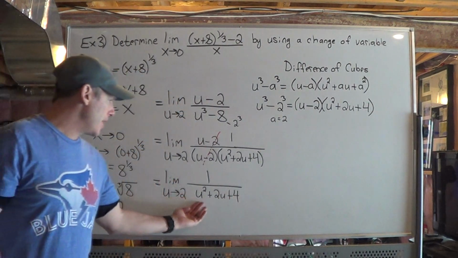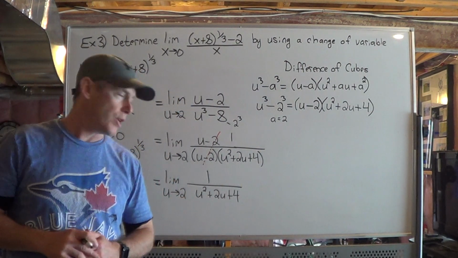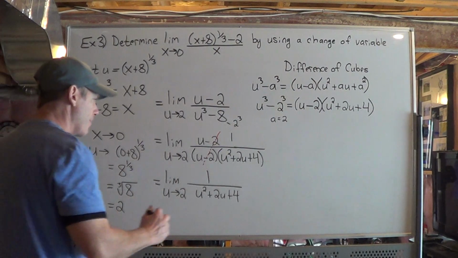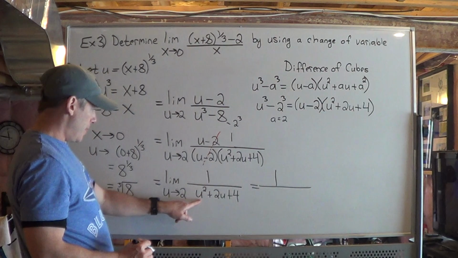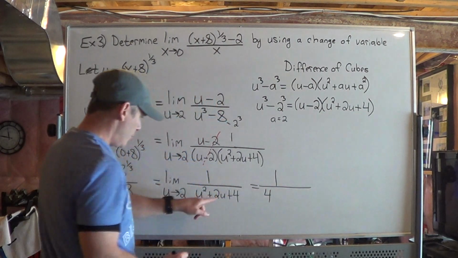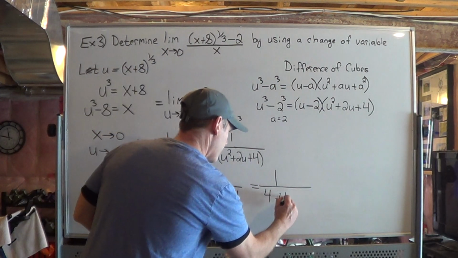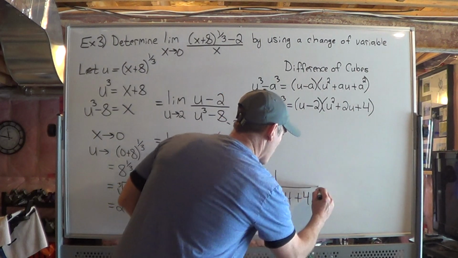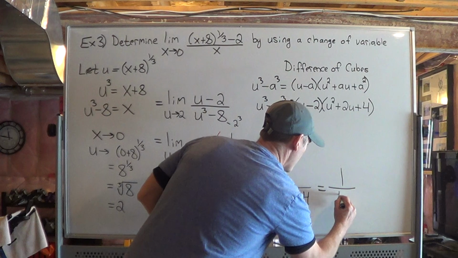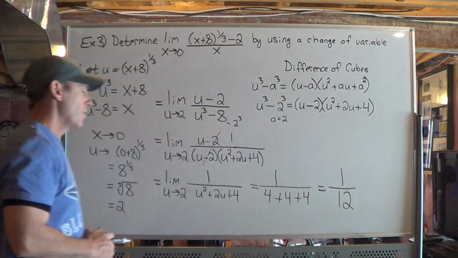Well, all our denominators are positive, so there's no way it's going to equal 0, so I can substitute in my values. So I have a 1 in my numerator. 2 squared is 4. 2 times 2 is also 4. And then I have a plus 4. And so our limit is equal to 1 over 12.